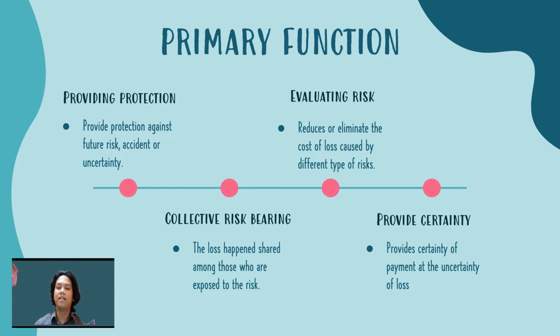The primary function of insurance basically helps in terms of, first, providing protection, which is to provide protection against future risk, accident or any uncertainties. Next is collective risk bearing, which is whenever a loss happens, it will be shared among those who are exposed to the risk and not borne by only one individual. And the next one is evaluating risk. By evaluating risk, it helps to reduce or eliminate the cost of loss caused by different types of risk. And lastly, providing certainty of payment at the uncertainty of losses whenever the losses happen.